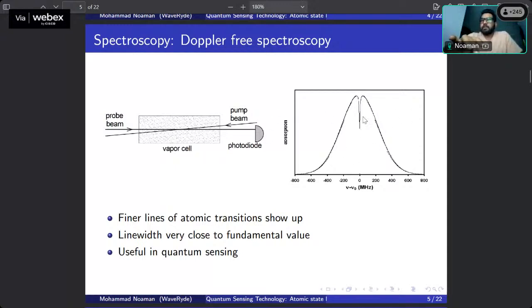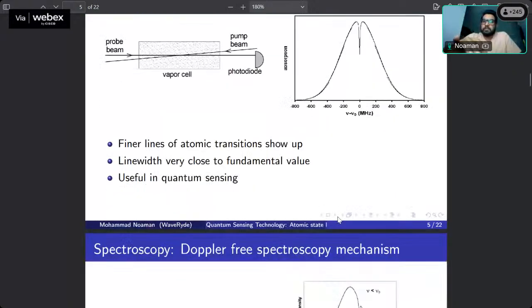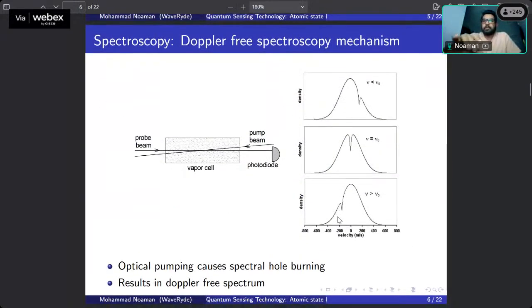Immediately you see a very narrow dip here. And this is the feature that's interesting. We chose a very fine line and we can use that. Although there is a broad background, there is a finer feature. We are moving towards looking into the quantum object from atoms. Now how exactly this works is what I'm going to show quickly.